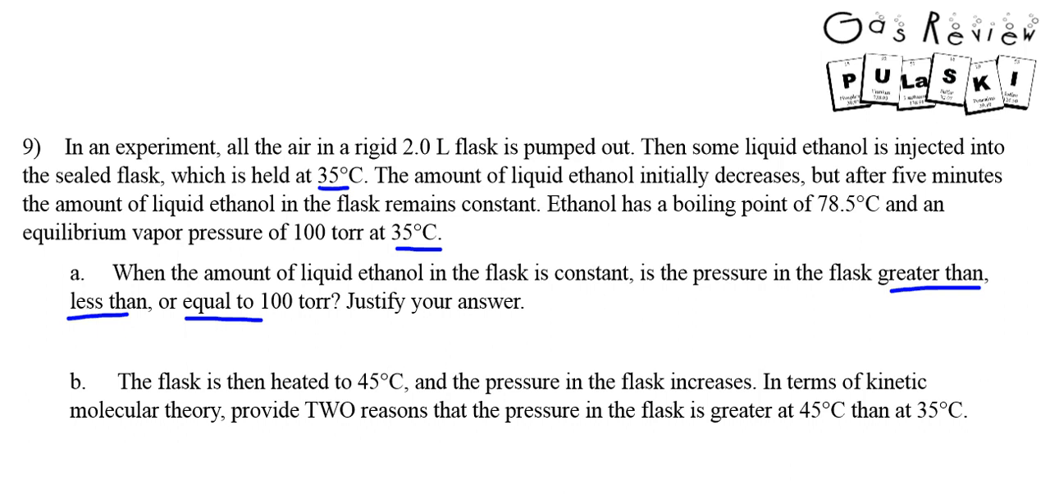So, let me go back to it. When the amount of the liquid ethanol in the flask is constant, is the pressure in the flask greater than, less than, or equal to 100 torr? Justify your answer. I'm just getting us to think about how, with pressures and volumes and everything else, we're going to answer this together. These are really short answers, actually. This is the beginning of a big problem. But what do you think?